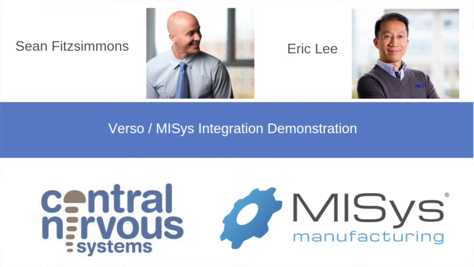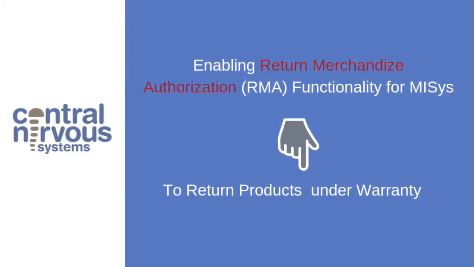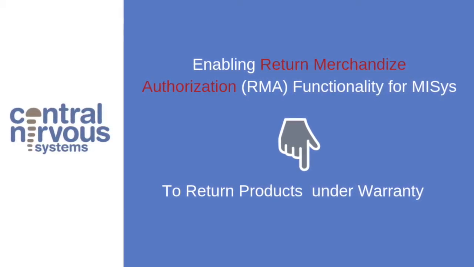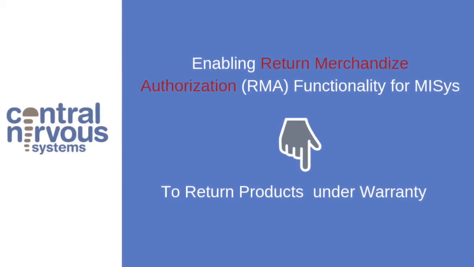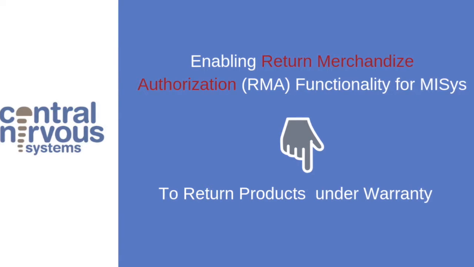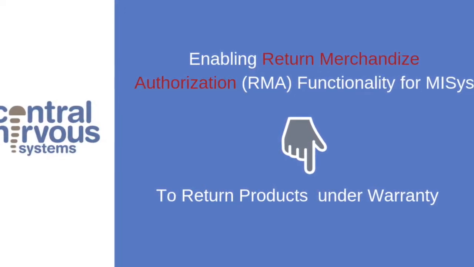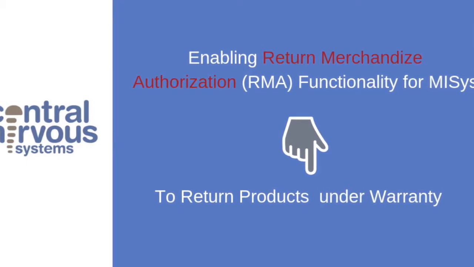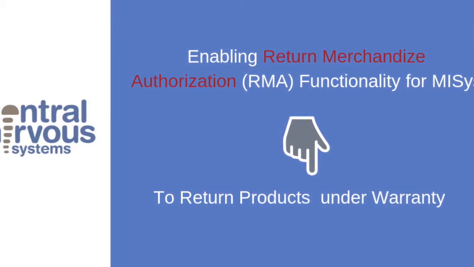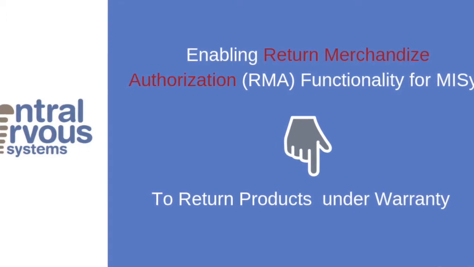Hi, everyone. We are today going to show you what we've done at Central Nervous Systems to enable RMA functionality for MISys. For those who don't know, RMA is an acronym for Return Merchandise Authorization. It enables MISys users to have their customers return product that's under warranty, needs to be fixed, needs to be replaced, whatever. So it's RMA integration.